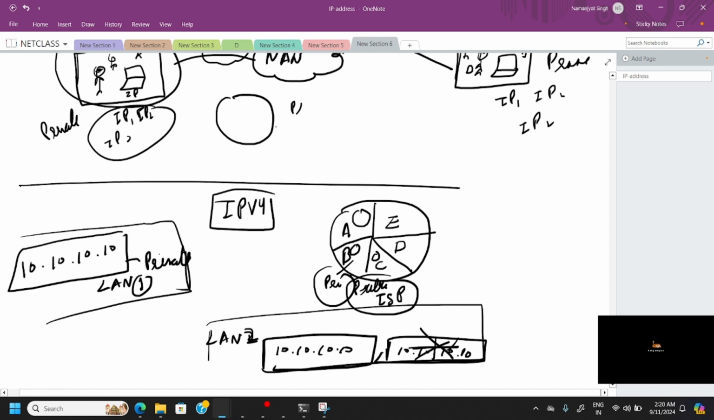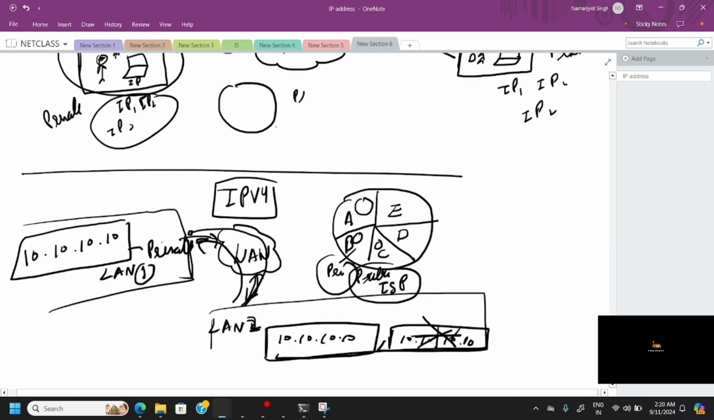But when we are discussing connecting these two LANs with a WAN, in such a way only these LANs can communicate. We need a public IP, and this public IP will travel on the internet to this and again to this. They both will have a public IP, and this public IP would also be different. Public IP is unique. For example, let's say 101.1.1.1 is the public IP of this, 1.2 is the public IP of this, and these both can communicate.